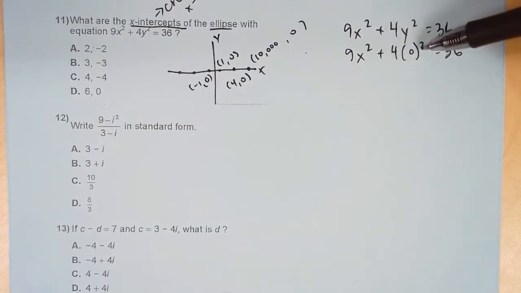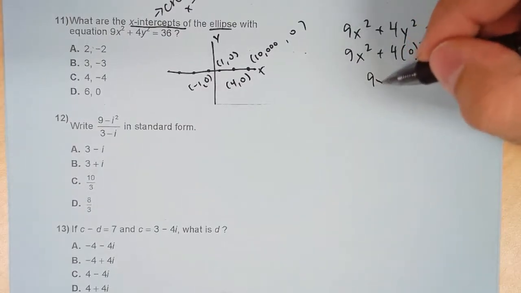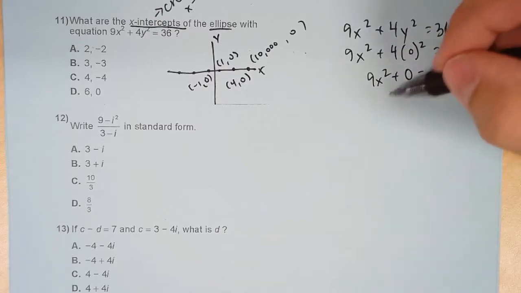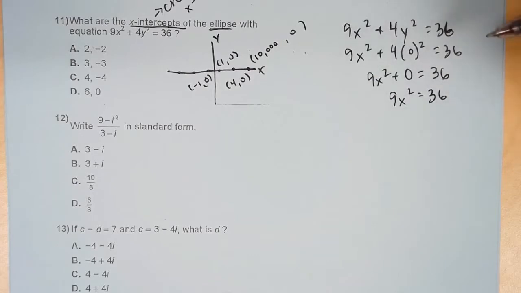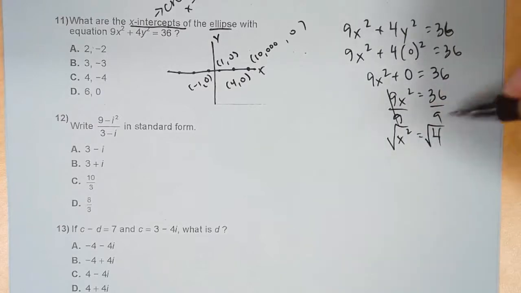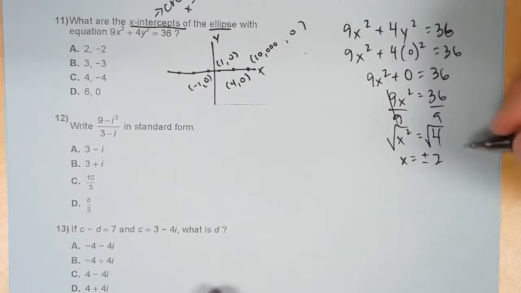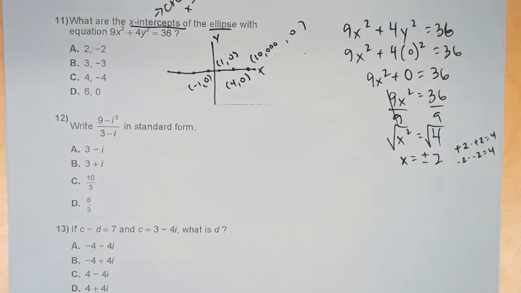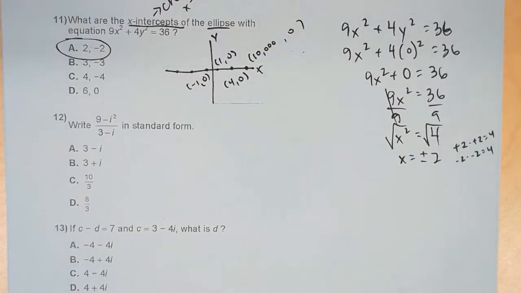So 0 squared is 0 times 4 is 0, so we get 9x squared plus 0 equals 36, which is really just 9x squared equals 36. Divide both sides by 9. We're going to get x squared equals 4. Square root of both sides, square root of x squared is x. Square root of 4 is both positive and negative 2. Positive 2 times positive 2 equals 4, and negative 2 times negative 2 equals 4. So we have two solutions, which, as we're looking at, answer A.